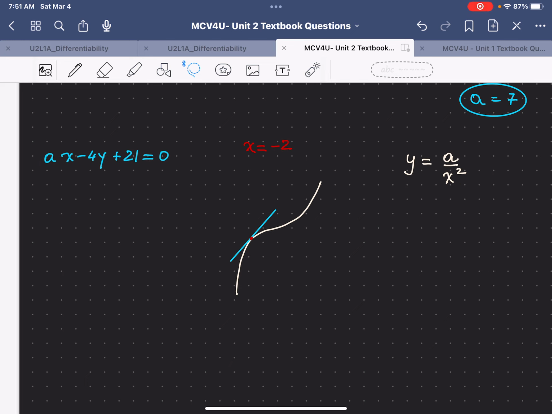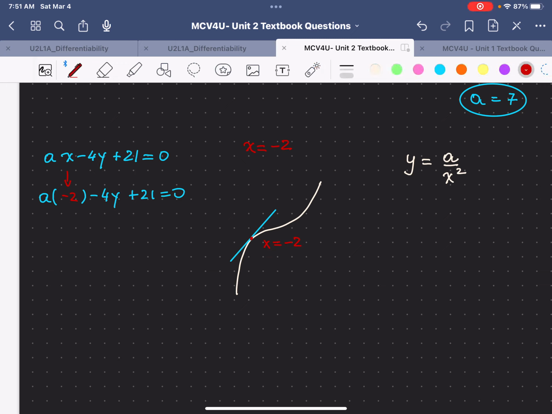So the point of tangency is common to both the tangent and the function, so x equals negative 2, that's a given. And now we'll grab the value of y from the tangent line, which means that we have to substitute x by negative 2 here. So that will give a times negative 2 minus 4y plus 21 equals 0. So we are solving for y in here because we're trying to find the value of y.